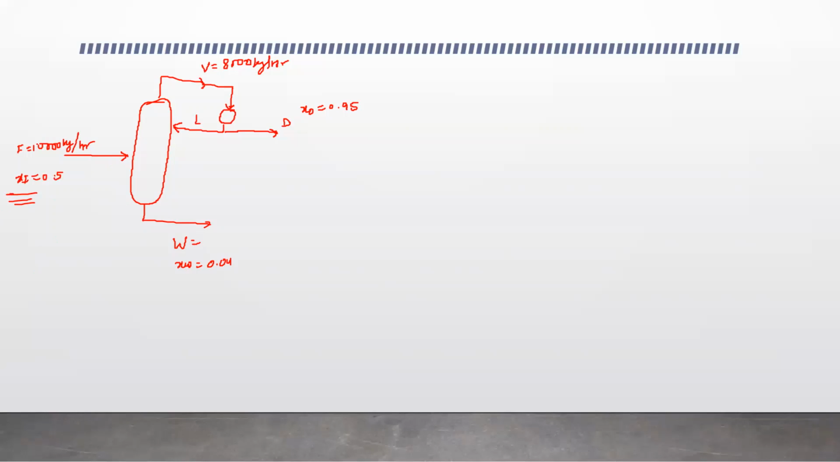Everything is fine except for the fact that we have this and this, F and V in kg per hour. So we need both of them in kilomole per hour. So we know that over here, your vapor has benzene 95% by mole. So the first thing that we are going to do is to convert both of them, F and V, into kilomole.